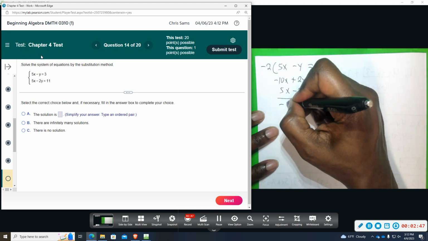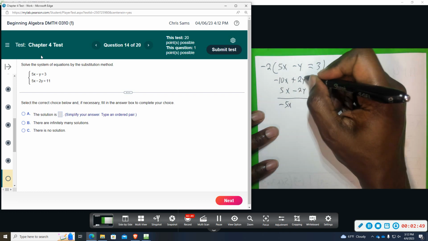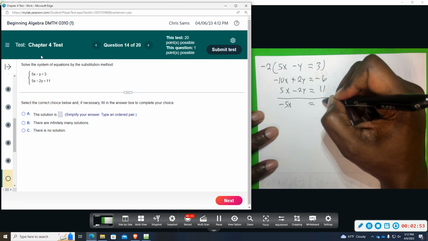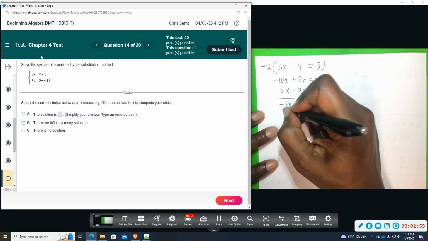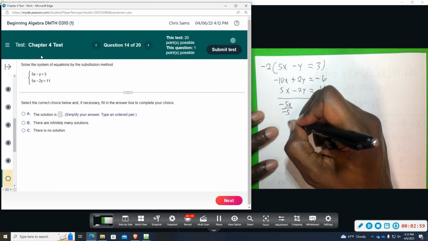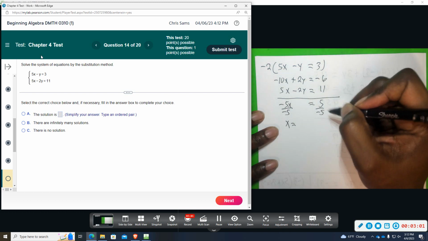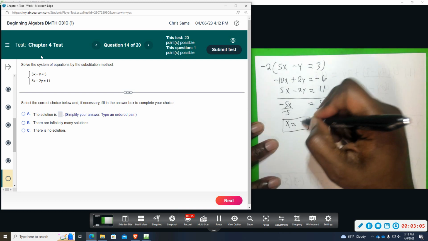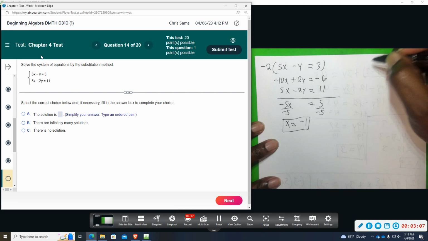This will give me a -5x. These will get eliminated. Equals a +5. Divide by -5. And we get x equals -1. Now I'm going to plug x equals -1 into the first equation.